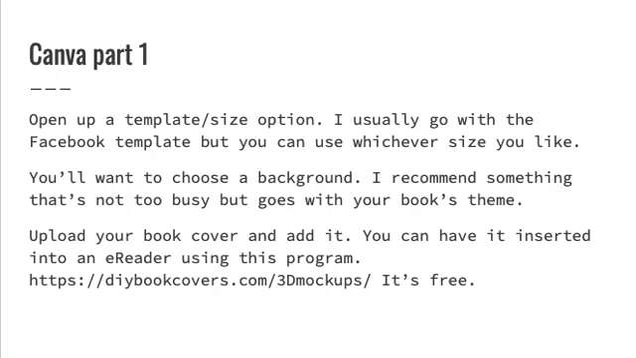We'll start with Canva. Part 1. Open up a template size option. I usually go with the Facebook template, but you can use whatever size you like. You want to choose a background. I recommend something that's not too busy but goes with your book's theme. Upload your book cover and add it. You can have it inserted into an e-reader template using this program, DIYbookcovers.com/mockups. It's free.